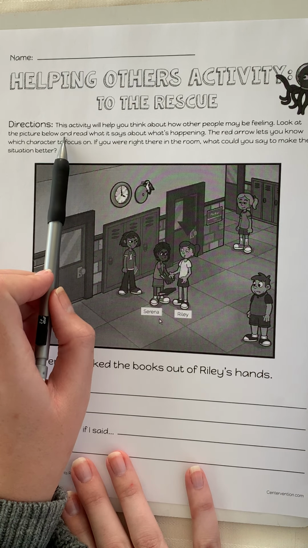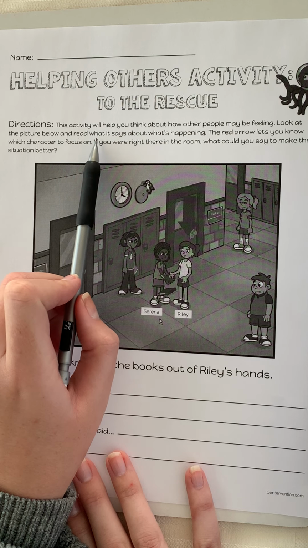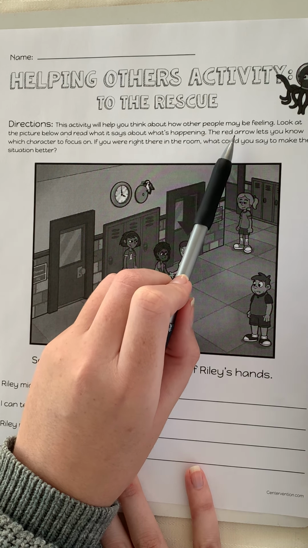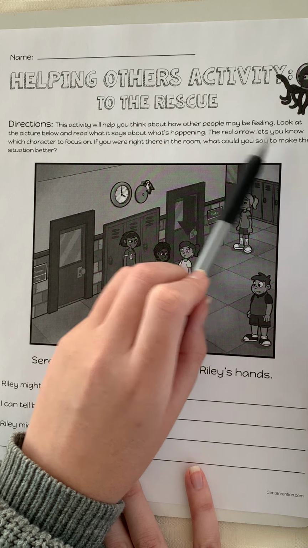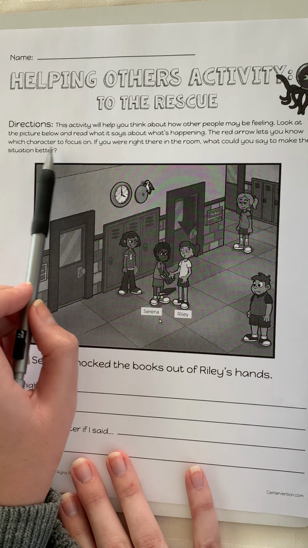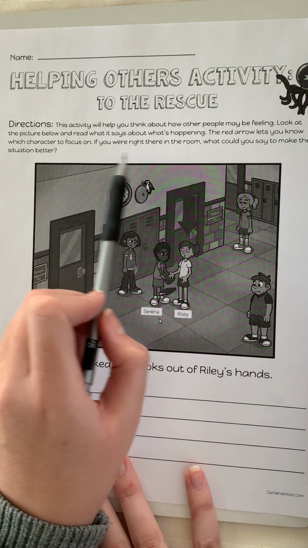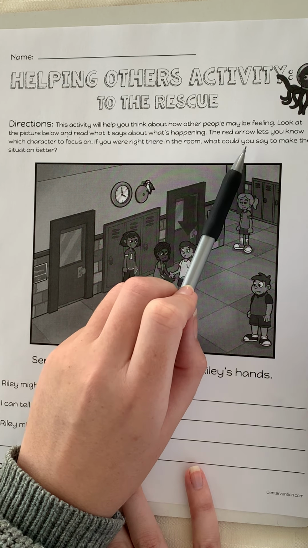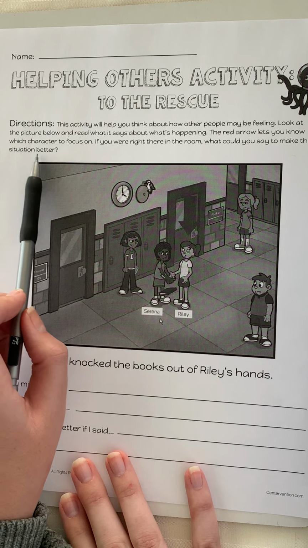Look at the picture below and read what it says about what's happening. The red arrow lets you know which character to focus on. If you were right there in the room, what could you say to make the situation better?